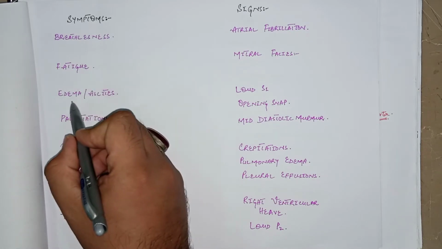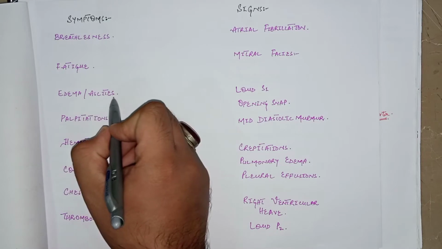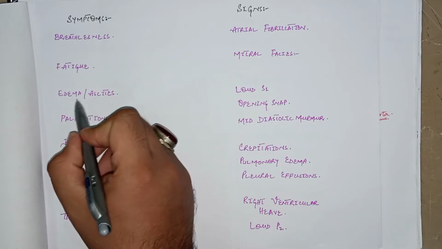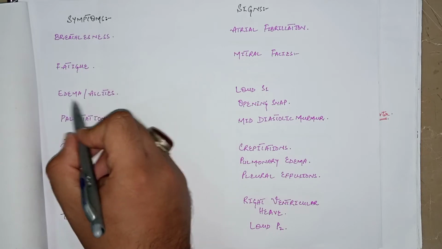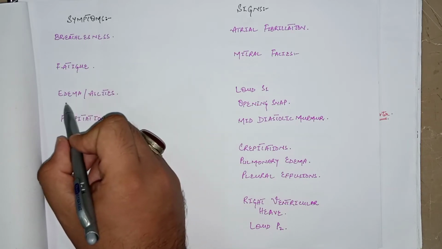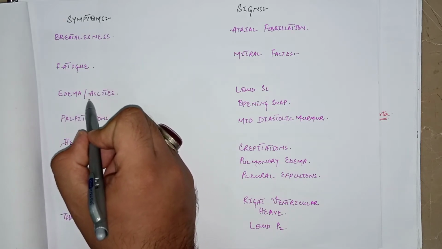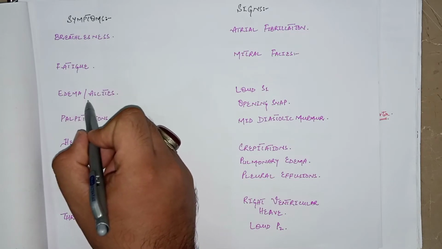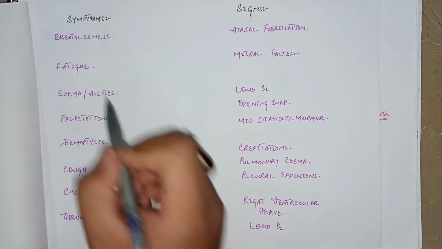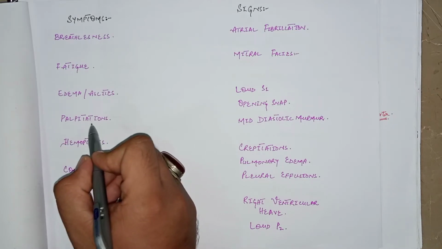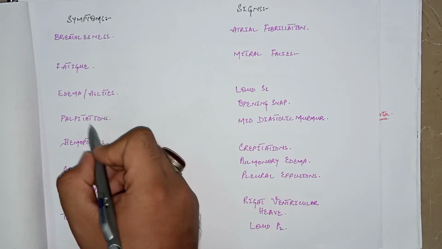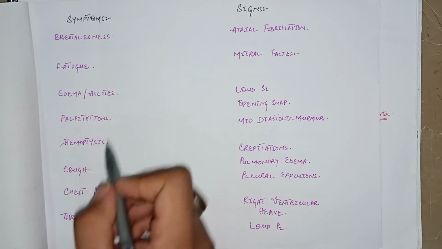The other features are edema or ascites, that is fluid accumulation within the peritoneal cavity. This is because of the right heart failure. These two are the features of right heart failure in very advanced stages because of the pulmonary hypertension, which ends up with right heart failure. It occurs in these patients. And palpitations are because of atrial fibrillation, and atrial fibrillation occurs because of the dilation of the left atrium.